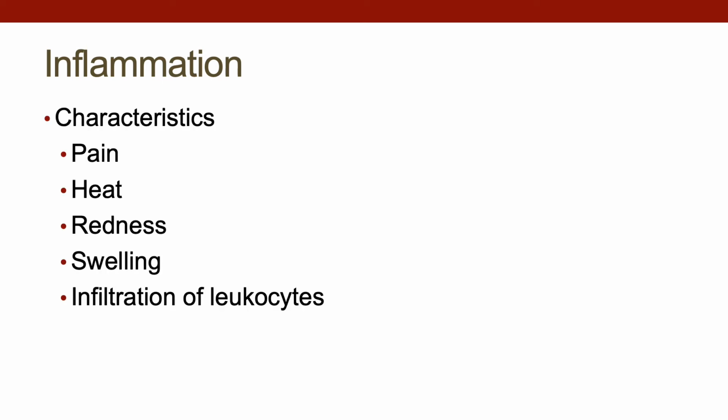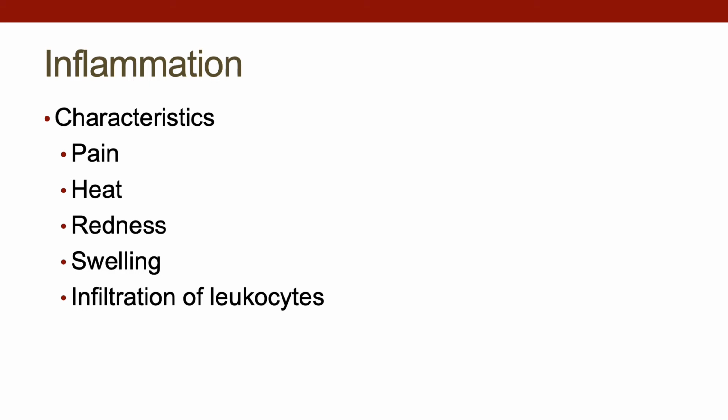So we're going to move on from hemostasis and start talking about what happens after the clot is formed, and actually getting into how the wound gets healed. And I'm first going to talk about inflammation. And so inflammation has these characteristics, which you've all heard of, the macroscopic characteristics of pain, heat, redness, and swelling.